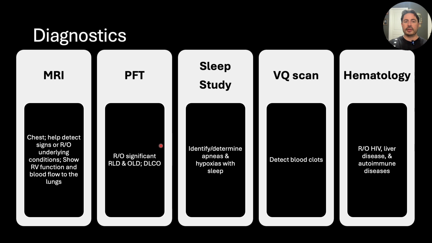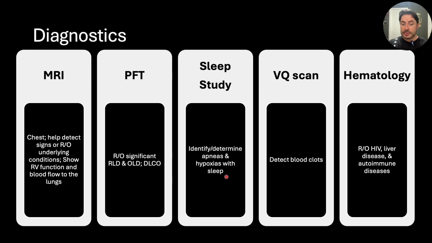And with our DLCO, the diffusion capacity of our lungs for carbon monoxide, this will be decreased with idiopathic pulmonary hypertension. So we're going to use a PFT to rule out any of these other restrictive or obstructive lung disease. And we'll talk about full-blown PFTs here shortly. But when we look at the DLCO, it's the diffusion capacity of the lungs for carbon monoxide, we would see this decreased with idiopathic, or from an unknown origin, pulmonary hypertension.